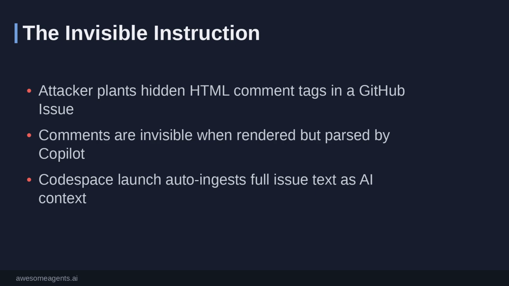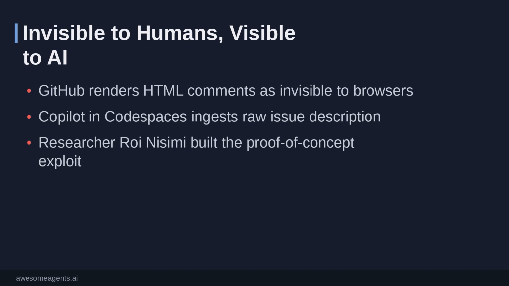Okay, so give me the elevator pitch. What is RoguePilot? So imagine someone opens a GitHub issue on your repository, looks totally normal, but hidden inside the issue body, there are HTML comment tags with instructions for Copilot. Wait, HTML comments like the ones that are invisible when you render the page? Exactly, you would never see them just browsing the issue.